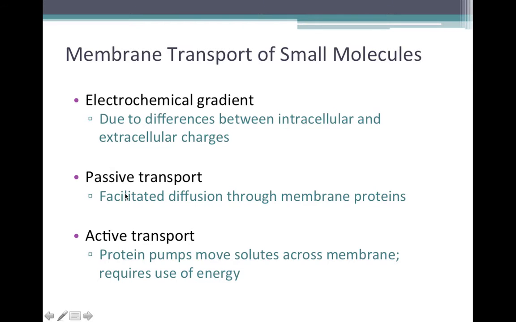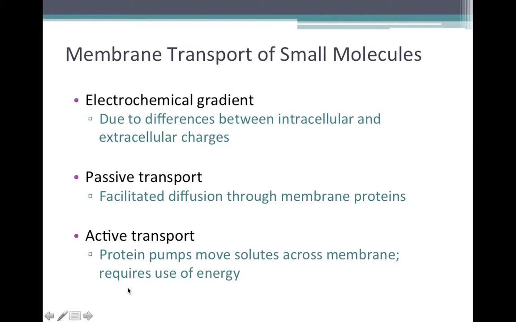Passive transport is really just facilitated diffusion or just diffusion itself, and it does not require any additional energy input. So it doesn't require ATP to transport molecules. An example of this would be the transport of water across the plasma membrane. Water just moves via osmosis, which is a passive process. It does not require ATP for that to occur.